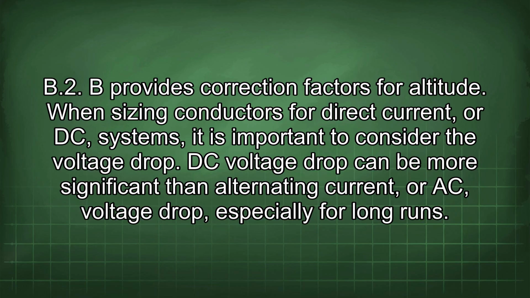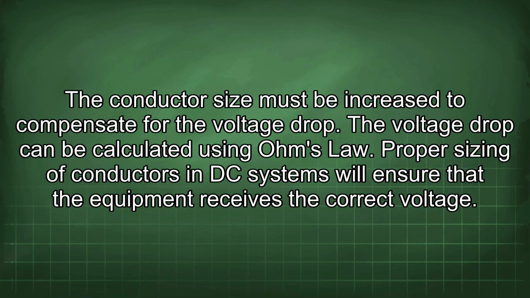When sizing conductors for direct current or DC systems, it is important to consider the voltage drop. DC voltage drop can be more significant than alternating current or AC voltage drop, especially for long runs. The conductor size must be increased to compensate for the voltage drop. The voltage drop can be calculated using Ohm's law. Proper sizing of conductors in DC systems will ensure that the equipment receives the correct voltage.